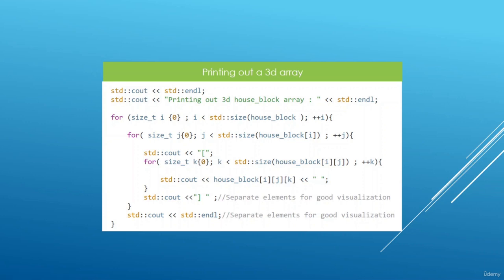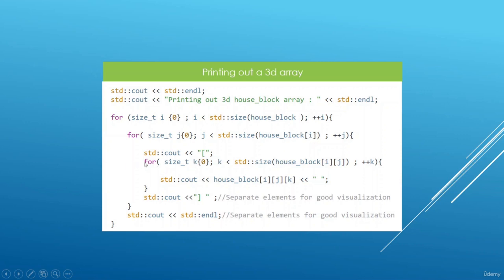Try to take a moment to think about this. One thing I should mention again, for the second dimension here, you see that we are using std::size. Inside, we are targeting the second dimension. We are going to say house block, the name of the array, and target the indexing in there.